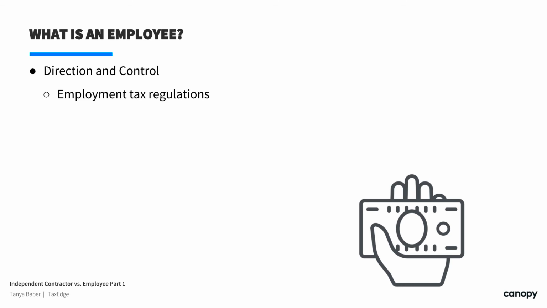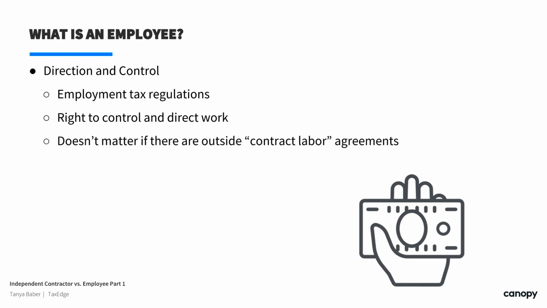Looking at how employers work, they have a right to control and direct the work. They have a lot more control over this individual when they're really an employee. It also really doesn't matter if there's some sort of outside contract labor agreement, because it really comes down to the relationship of the parties.